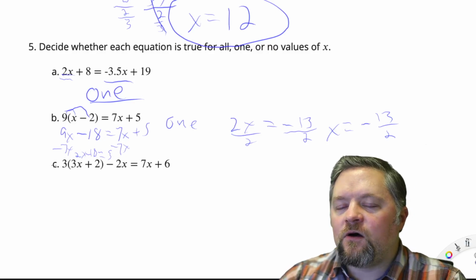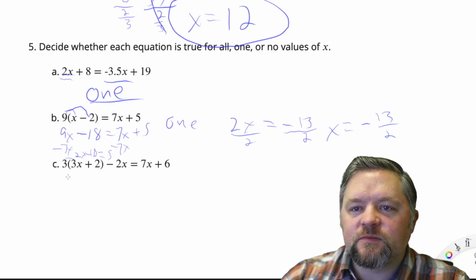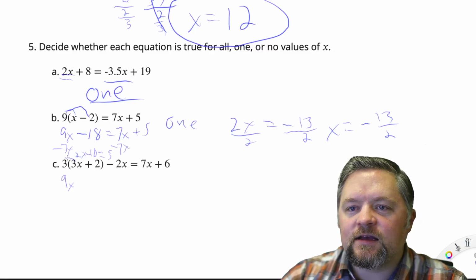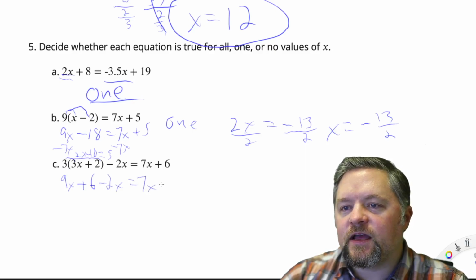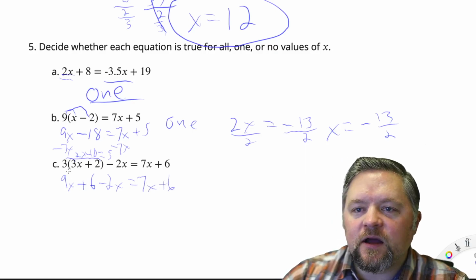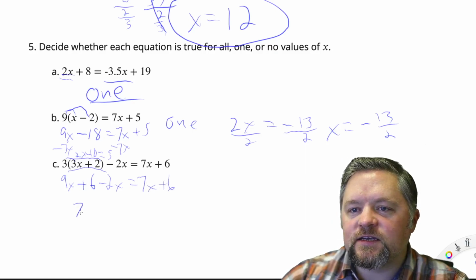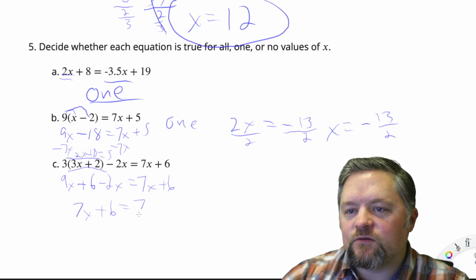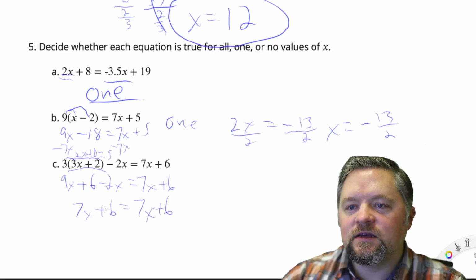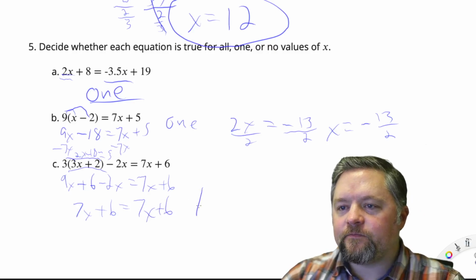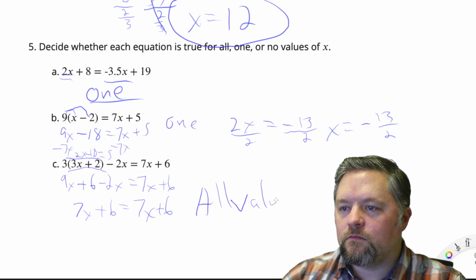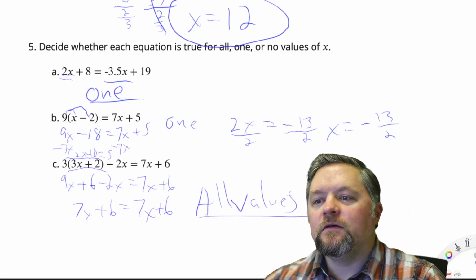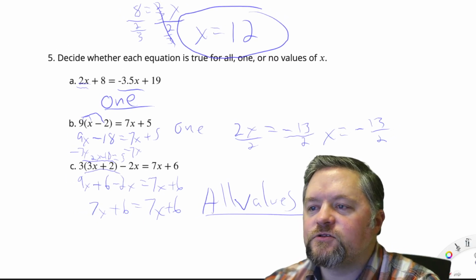Decide whether it's true for all, one, or no values. Well, let's distribute again. 3 times 3x is 9x. 3 times 2 is 6. Subtract 2x. Equals 7x plus 6. Combine like terms. 9x subtract 2x is 7x plus 6 equals 7x plus 6. Those look pretty identical to me. Means that is true for all values of x.